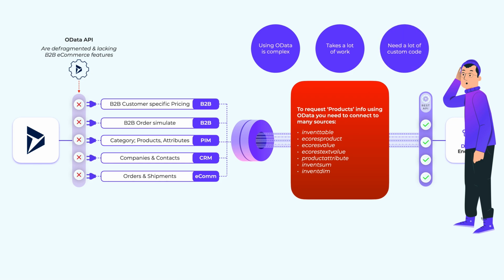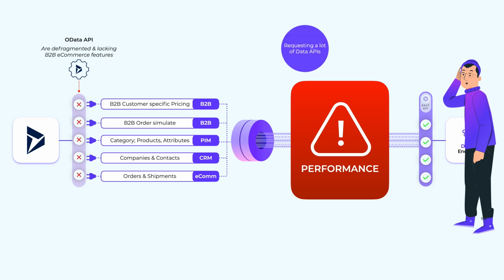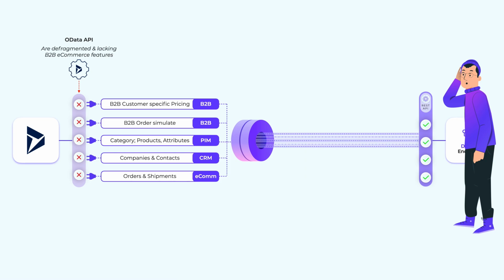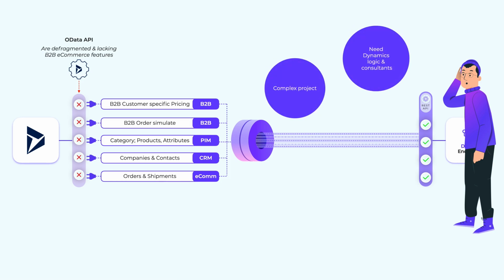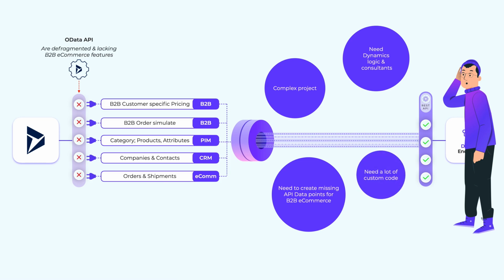So please know that all of this will require you to have a lot of business knowledge of Dynamics 365 FNSCM and how OData API points work. And above all, using OData endpoints results in significant performance loss due to the large amount of OData calls you need to make in order to run your integration. So to summarize, working with default OData API points for digital commerce involves running a complex project, requiring expertise in Dynamics 365 logic, creating new custom API points for digital commerce, and having to hire Microsoft consultants.